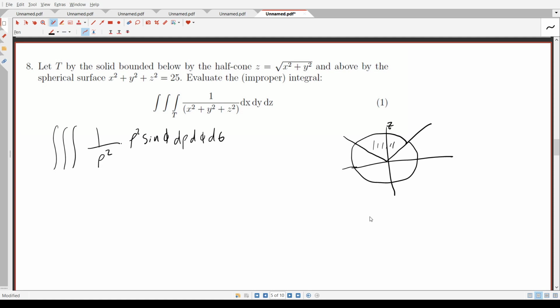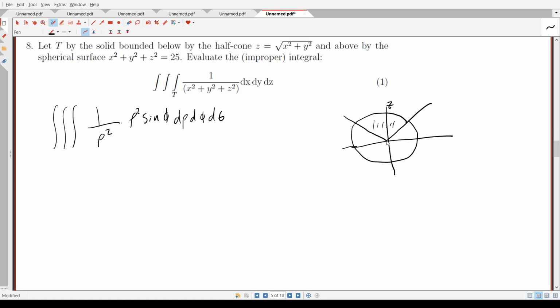Okay, so let's start describing these. I know that the radius, rho, is going to go from 0 all the way out to 5. That's an easy one to start off with. So I have the integral from 0 to 5. The rhos cancel. I have sine phi d rho. Here's the example I was mentioning earlier where phi, I'll do that one last. Theta, if we're looking down at this cone, is going to go all the way around, so theta goes from 0 to 2 pi.